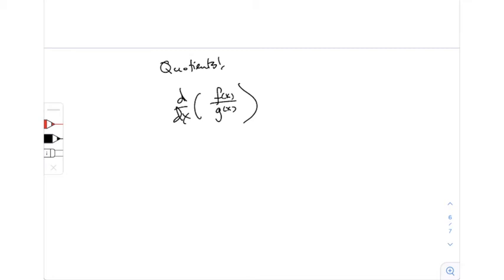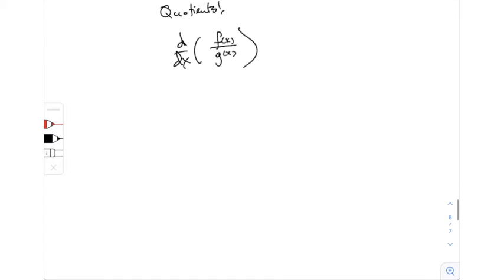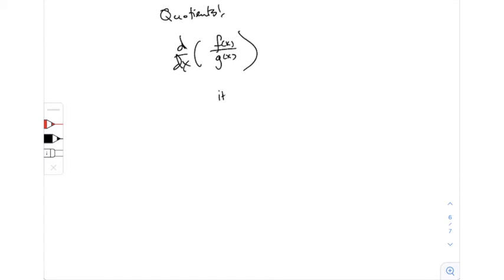There is a special rule for this also, and just like before, I will start off by saying it's not this, f prime divided by g prime. You cannot just take the derivative on the top and separately take the derivative on the bottom. That's the wrong answer. I mean, you can do that and get an answer, but it's not the correct answer. So, instead, you need to use what we call the quotient rule.